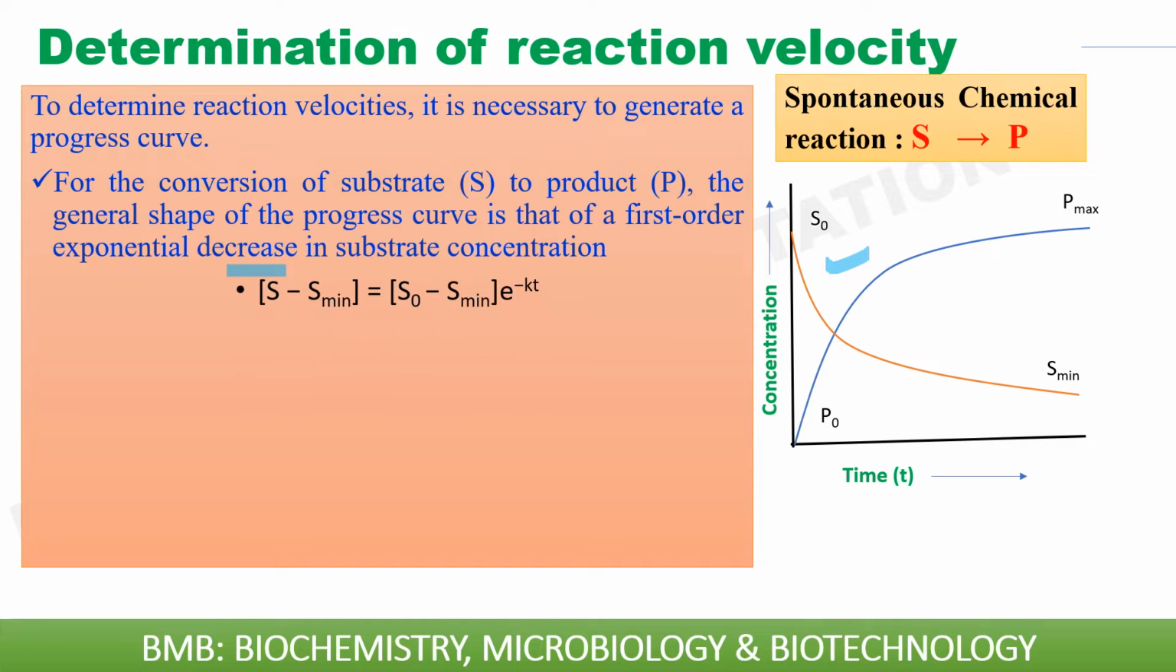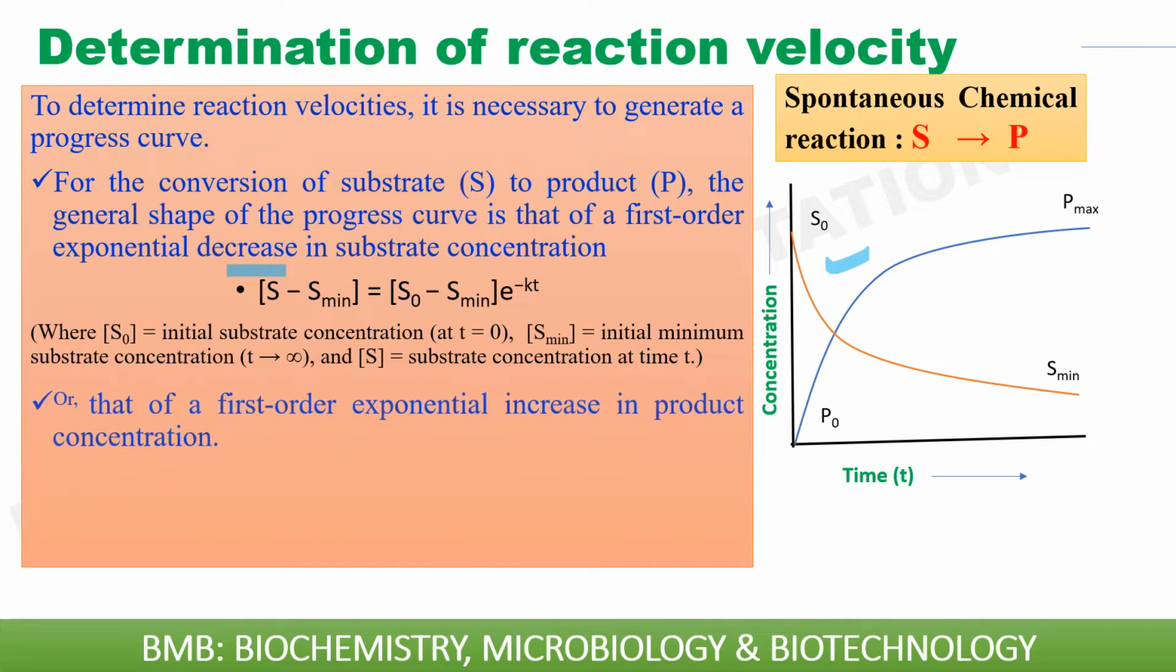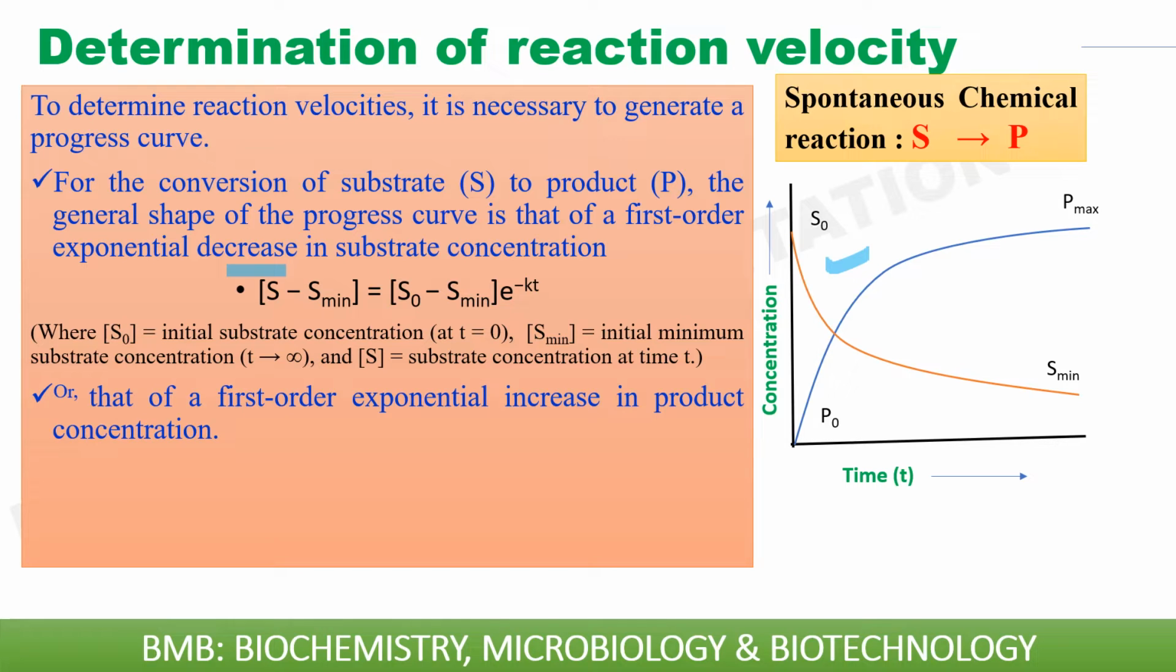In that case, the equation is S minus S minimum is equal to S0 minus S minimum into e to the power minus kt. Or if you want to represent it in terms of product, in that case, the progress curve is that of a first order exponential increase in product concentration. The equation is P minus P0 is equal to Pmax minus P0 into 1 minus e to the power minus kt.